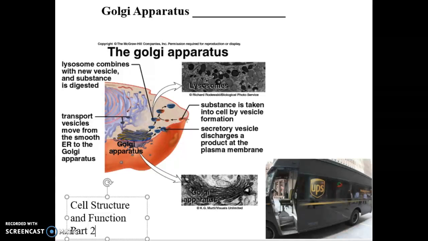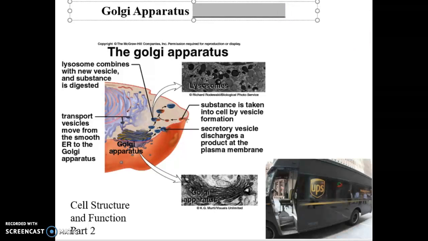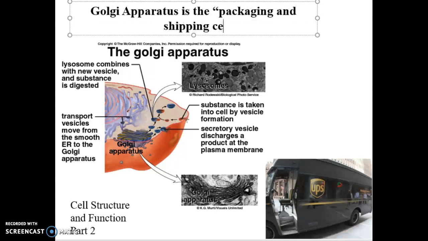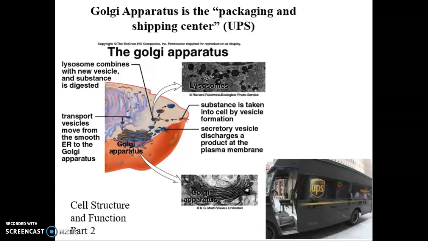So let's say you've built a protein or you've built a fat, and now you need to ship it somewhere. Well, here comes the Golgi apparatus. So the Golgi apparatus is the packaging and shipping center for the cell. This is the cell's version of UPS, or the mail system, or DHL, or whoever you use if you're sending a package somewhere. So products come to the Golgi apparatus. They're put in these little bags called vesicles, carried to the Golgi apparatus. The Golgi repackages it and then ships it on out.